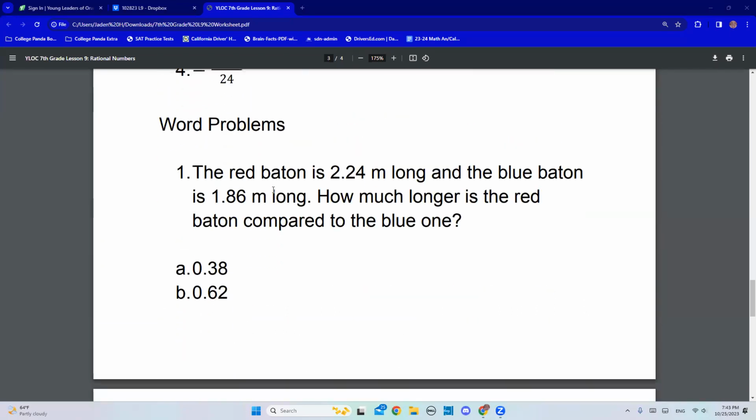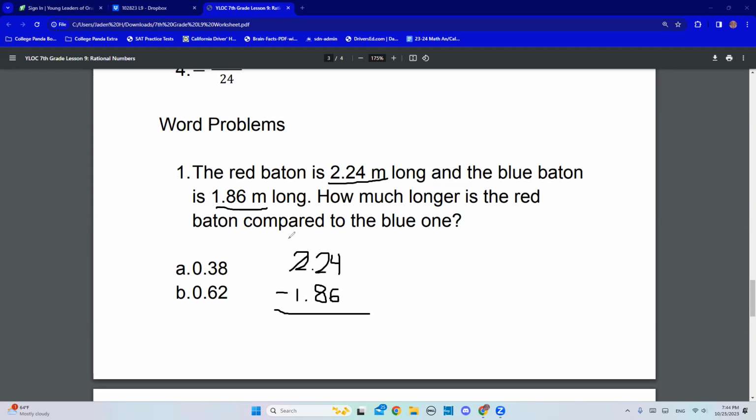The red baton is 2.24 meters long and the blue baton is 1.16 meters long. How much longer is the red baton compared to the blue one? Well, now we're just comparing sizes. So if the red baton is 2.24 meters long and the blue baton is 1.86 meters long, we clearly know that the red baton is larger, or longer. So if we want to see how much longer it is, we just subtract the blue baton size from the red one, and we'll be left with how much longer the red baton is.